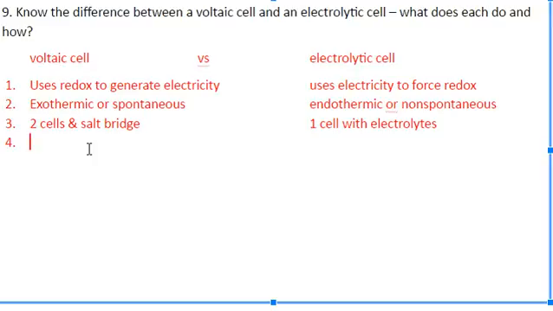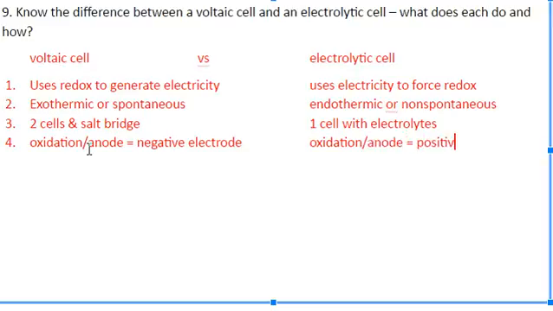In both of them, it's the anode where oxidation takes place. Well, I can say oxidation slash anode are at the negative electrode in the voltaic cell. And in the electrolytic cell, the oxidation, or the anode, is at the positive electrode, because that attracts the negative ion, which comes and gives up its electrons.